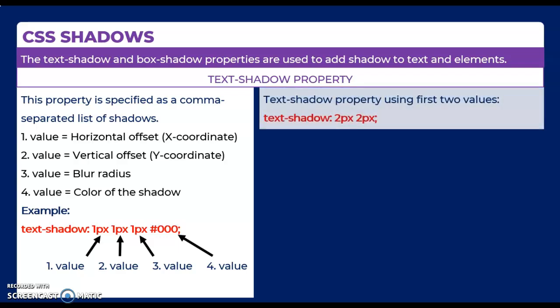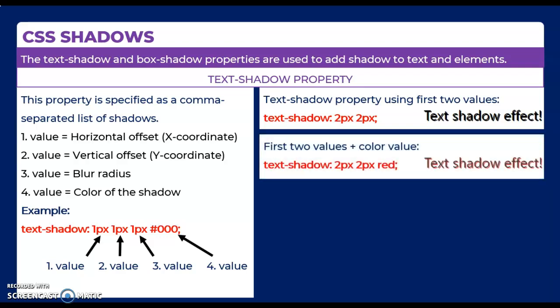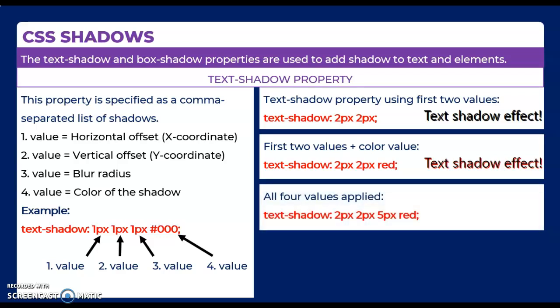Here is a first example of basic text shadow using the first two values to specify only a horizontal shadow and a vertical shadow. The second example uses the first two values and a color value. The next example uses all four values in the text-shadow property. The third value adds a blur effect.